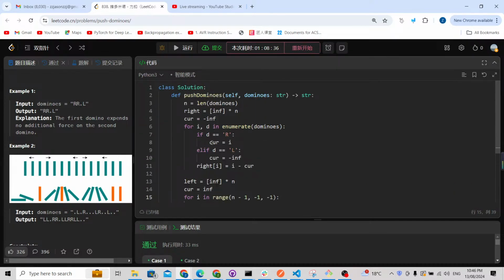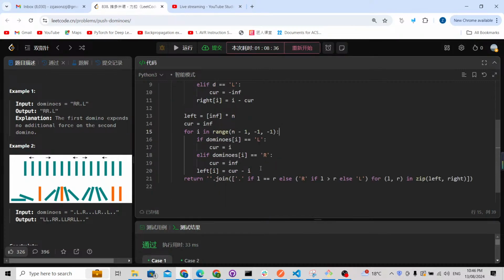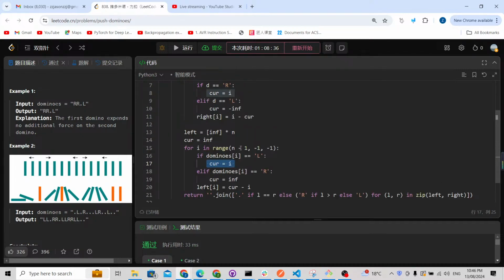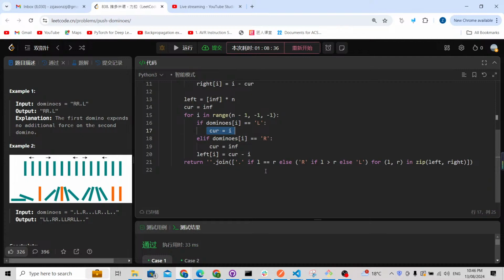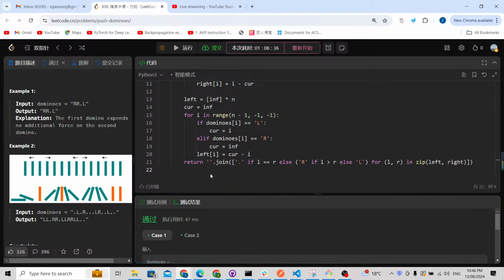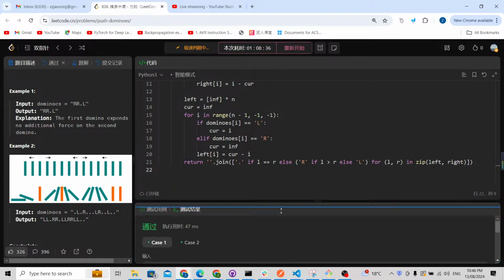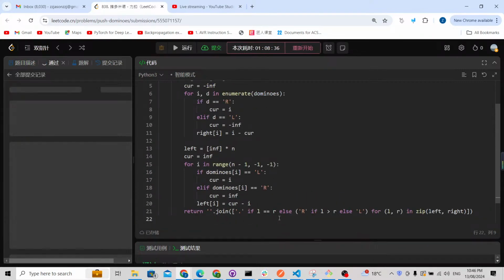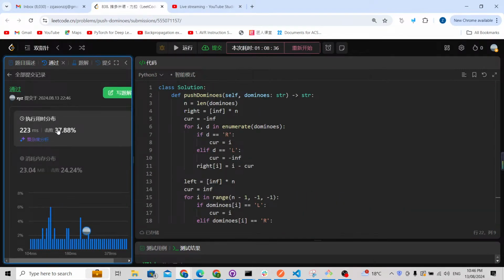Yeah, let me just double check if everything is okay. And this is I minus current, and this is current minus I, and this is infinity, and this current is going to be equal to I. And finally, we just need to check the final solution. Now let me just submit it to check. Yeah, as you can see, it works. Now let me submit it. As you can see, it passed all testing cases, and it's pretty fast.